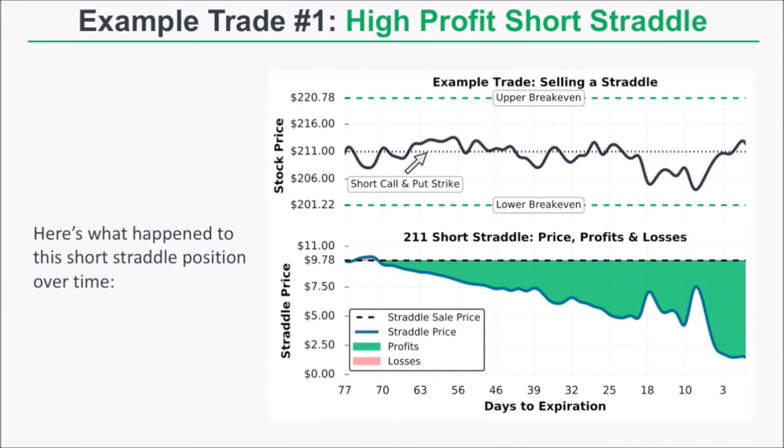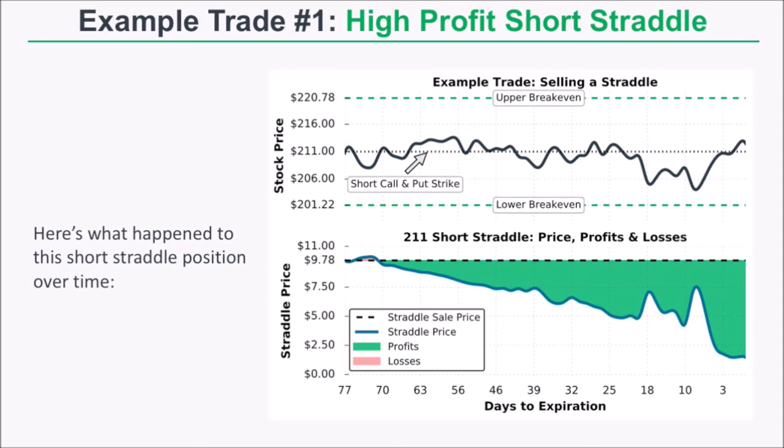Alright, so in the top part of this graph, we're looking at the changes in the stock price relative to the short straddle's strike price and also the break-even prices of the strategy. And in the bottom part of the graph, we're looking at the entry price of the short straddle and the changing price of the short straddle through time, as well as any corresponding profits or losses based on that new price. As we can see here, the stock price remains right around the short straddle strike of 211 over the entire trade period, and the straddle's price decays over time.